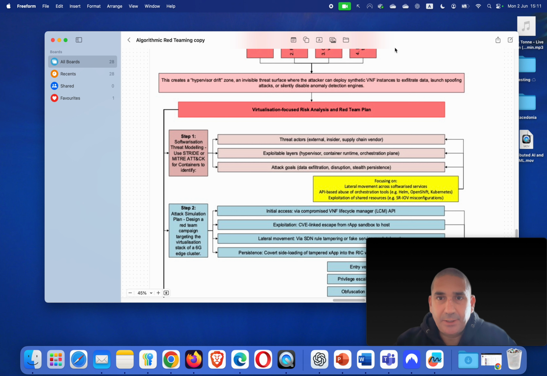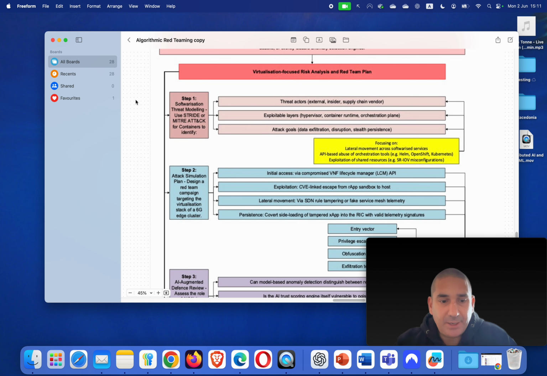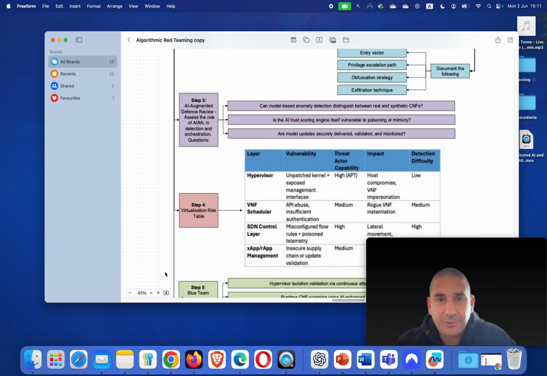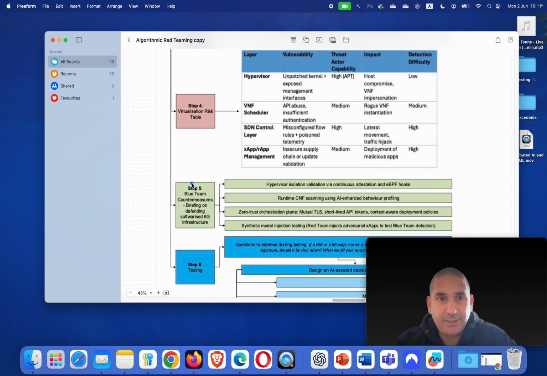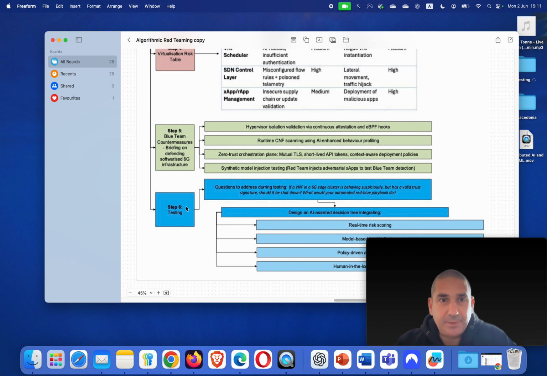And we're going to be conducting a vulnerability focused risk analysis and red teaming plan. We're going to build a red teaming plan. And again, as with previous scenarios, we're going to have steps. For this step, we're going to be using the MITRE ATLAS and the STRIDE. Then we're going to have attack simulations, and we're going to be looking at AI augmented defense reviews. Then we're going to have the risk table. As with scenario 2, scenario 3 would also have a risk table. And we're going to devise some blue team countermeasures.